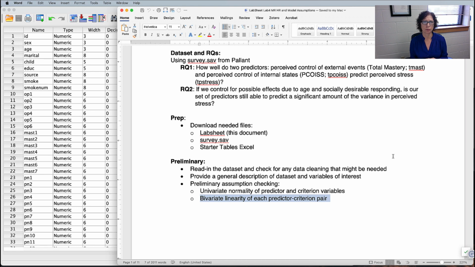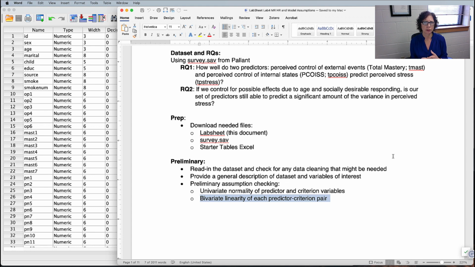If we control for the possible effects due to age and social desirability responding, is this set of predictors, TMAST and TPCOISS, still able to predict the variation in perceived stress? And this is very applicable to the things that we are looking at in practice.